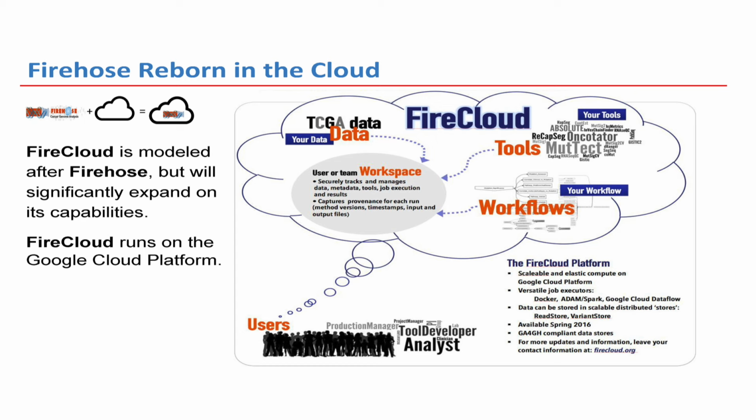So FireCloud is a cancer genome analysis platform that runs on the cloud. As probably most of you know, it was modeled after Firehose. Firehose sort of hit the maximum of its expandable life in the form it's currently in. So FireCloud is next generation. Currently, FireCloud runs on the Google Cloud platform.